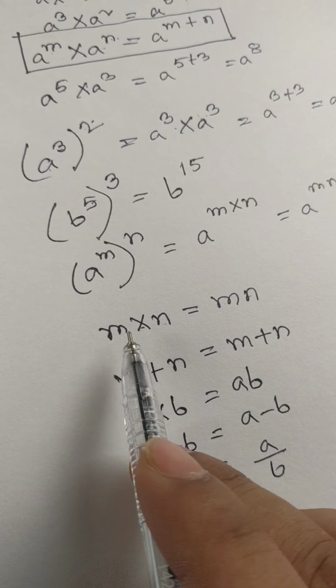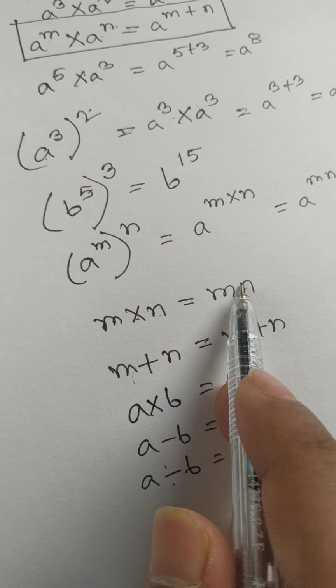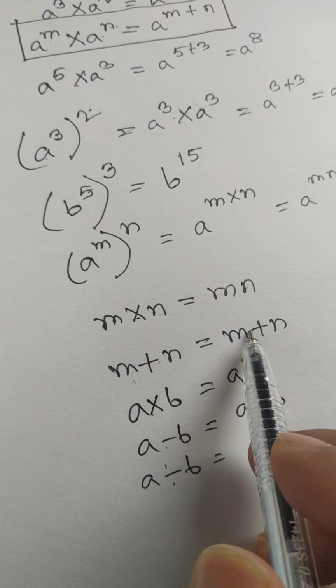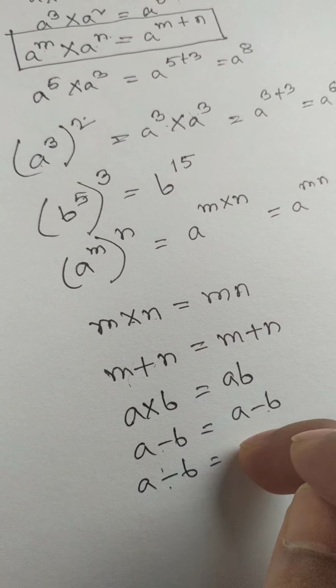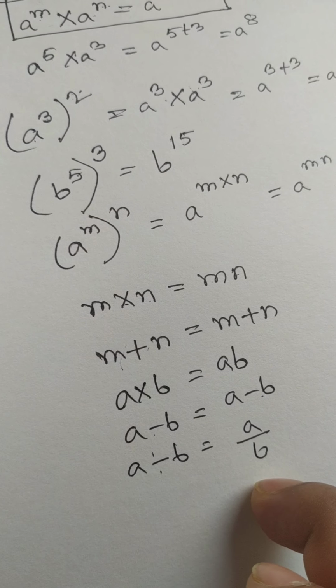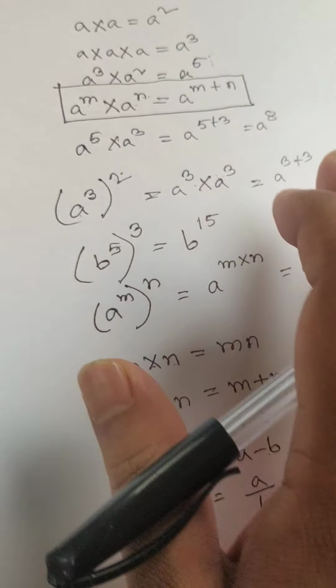You can understand, if we multiply two algebraic expressions, we can write them together, but for addition and subtraction we keep it as it is. We don't merge them. We need to put the symbol in between. For division we can write it in fraction form. So I hope this basic is clear.